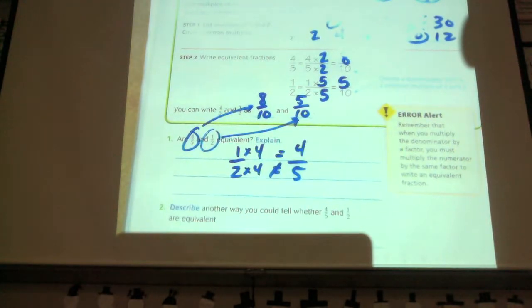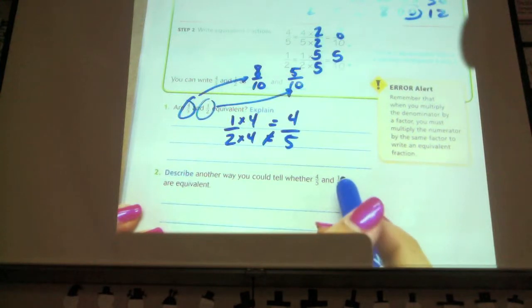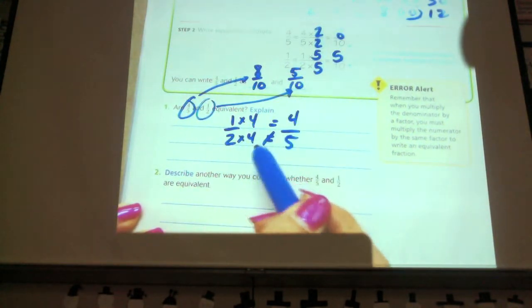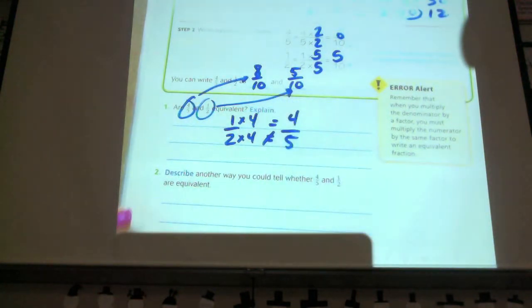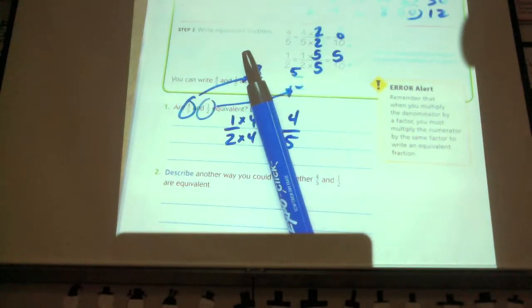All right. Describe another way you could tell whether 4/5 and 1/2 are equivalent. So we just actually did 2 ways. We did this way, and we did it by looking at these with a common denominator. What's another way? I actually did another way, and you could even figure it out and explain. What would be another way? Go ahead and discuss with your partner and write down an explanation.